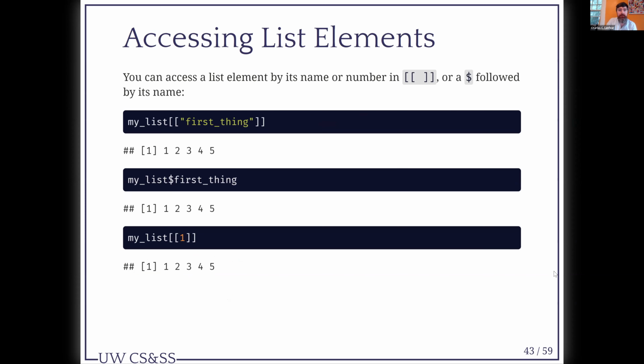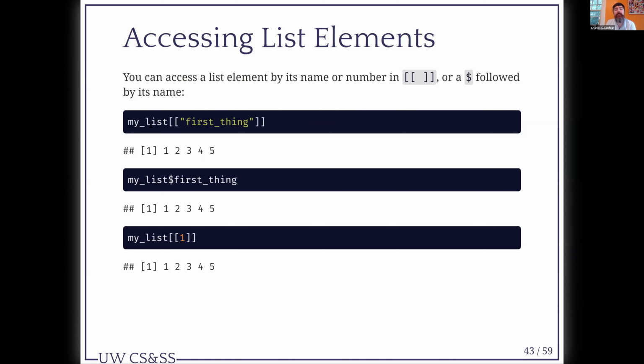Okay, so accessing elements of lists. You can access a list element by its name or number using double brackets like this, or a $ followed by its name. Note, if you use the double brackets, the name must be quoted. If you use the $, it must be unquoted. This is a weird thing, but this is how it be.